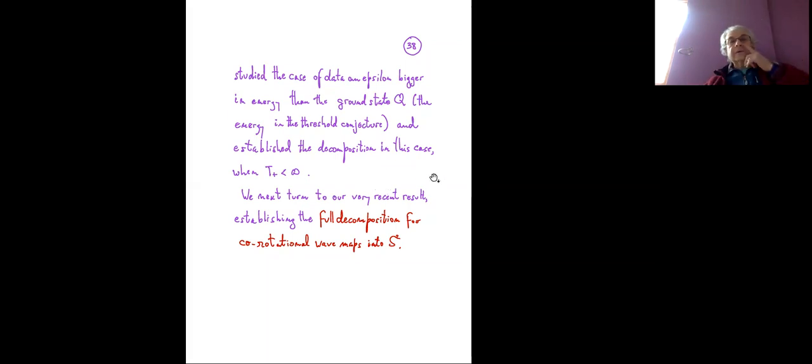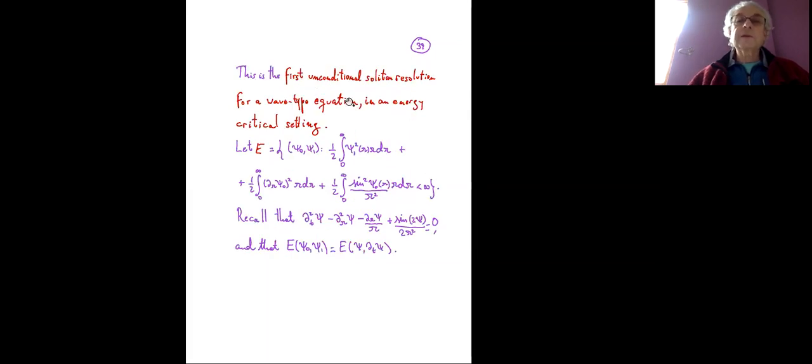So let me now turn to the very recent result, which establishes the full decomposition for co-rotational wave maps into the sphere. So this is the first unconditional soliton resolution for a wave type equation in an energy critical setting. The energy space will be just a space of functions for which the energy is finite. If you recall the definition of the energy, this is the energy. And we call E the space of data for which the energy is finite.